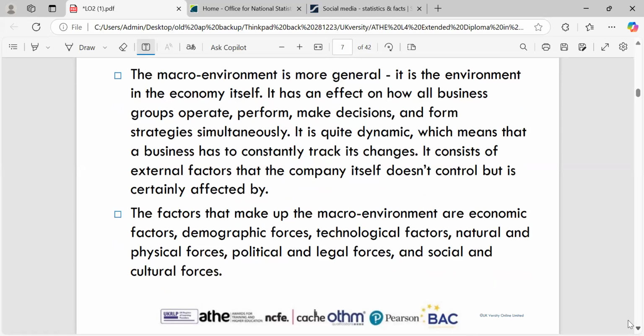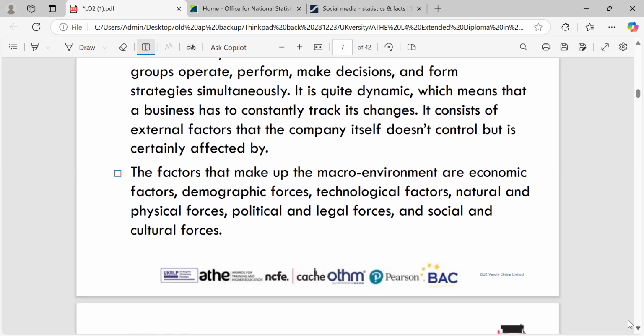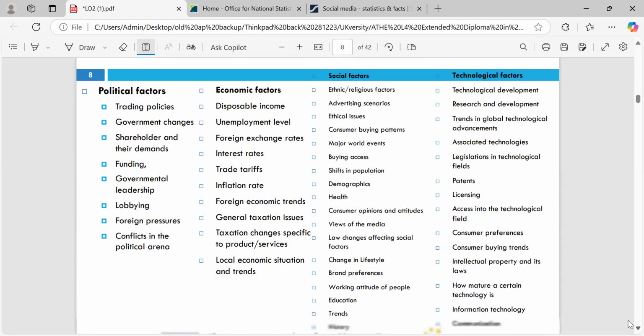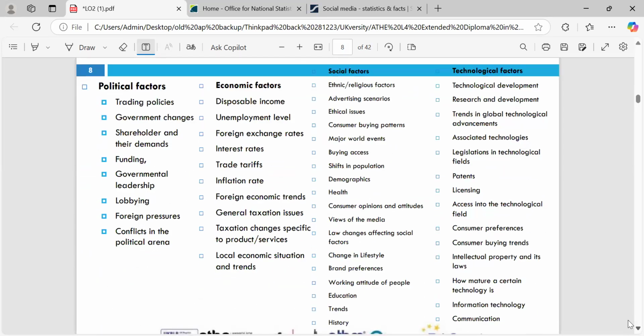The factors that make up the micro environment: economic factor, demographic, technological factor, natural, physical forces, political, social, and cultural forces. So we have to look around when we say political factors. Political includes trading policies, government changes, shareholders, funding, government leadership, lobbying, foreign pressures, conflict. Economic factor: disposable income. You can find per capita income of the country according to World Bank data. If you Google it, you can find the UK and various other parts.